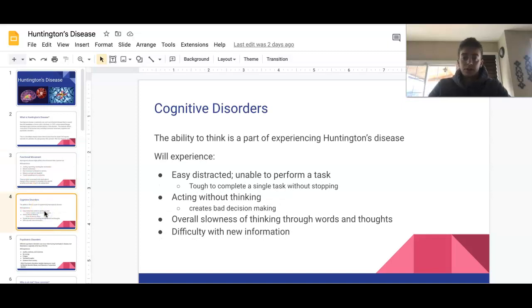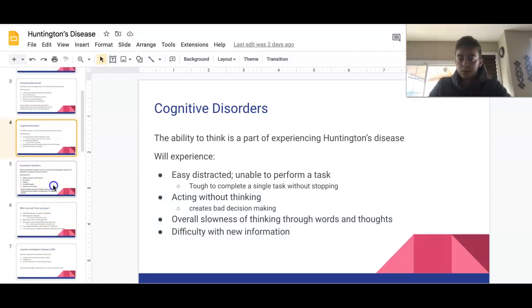Now on to cognitive disorders. This is the thinking part of Huntington's disease. So one will experience being easily distracted. They're unable to perform a task, especially when there's one single task that's hard to do without stopping. Another thing is acting without thinking, and in turn this creates bad decision making, overall slowness in thinking through words and thoughts. The last one is difficulty with new information.